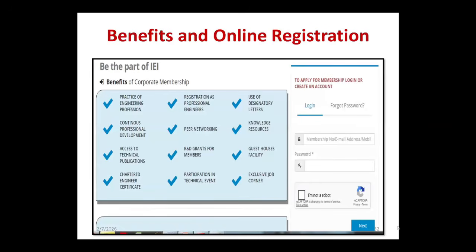Then these are the benefits that I have explained. These are only a few benefits; many benefits are there. You can just imagine. But the main important benefits are practice of engineering profession, continuous professional development, access to technical publications of IEI, chartered engineer certificate, registration as a professional engineer, peer networking, R&D grants for members, participation in technical events, use of designatory letters, knowledge resources, and guest house facilities for corporate members. It's all over India.